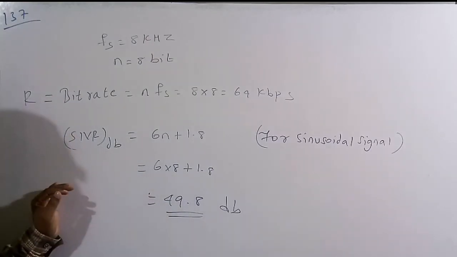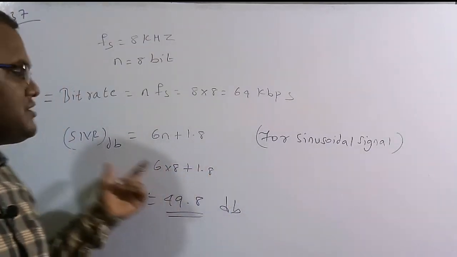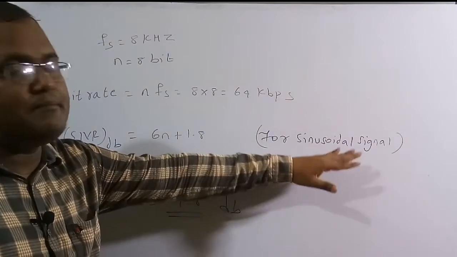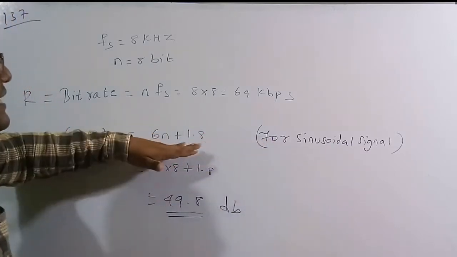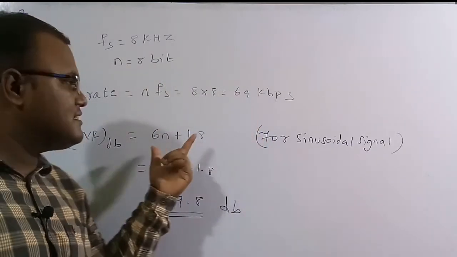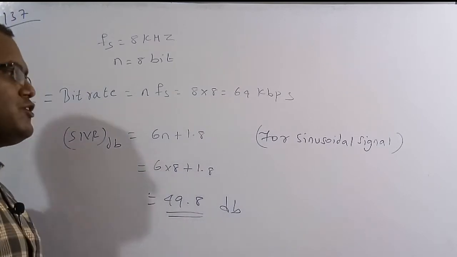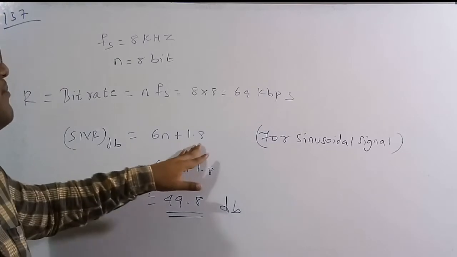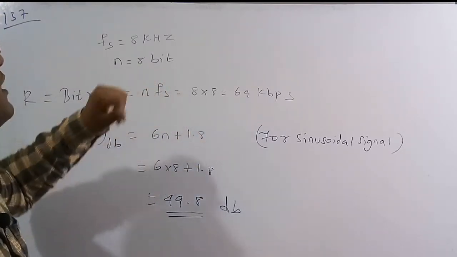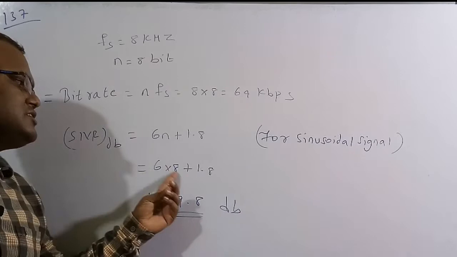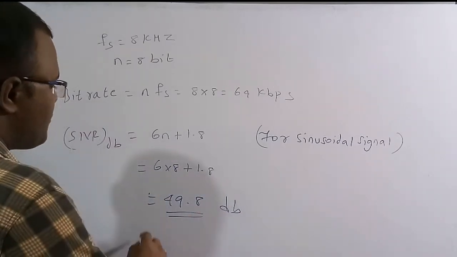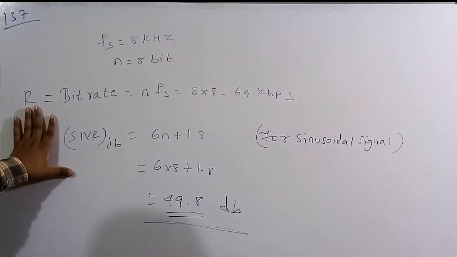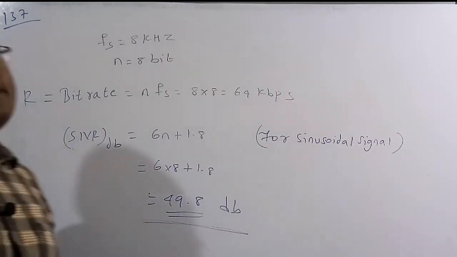And also SNR in dB. So we have just now derived this formula also, which is 6n plus 1.8. This is only for assuming that the message signal is of sinusoidal nature. Then only this is the correct value. If any other signal, then this is not the correct formula. So here in the question also they are saying that the message signal is a sinusoidal signal. So the formula is 6n plus 1.8 dB. So we know the value of n, which is 8. So substitute here 6 into 8 plus 1.8, which is 49.8 dB is the SNR in dB. So therefore finally the bit rate is 64 kbps and the SNR in dB is 49.8 dB.